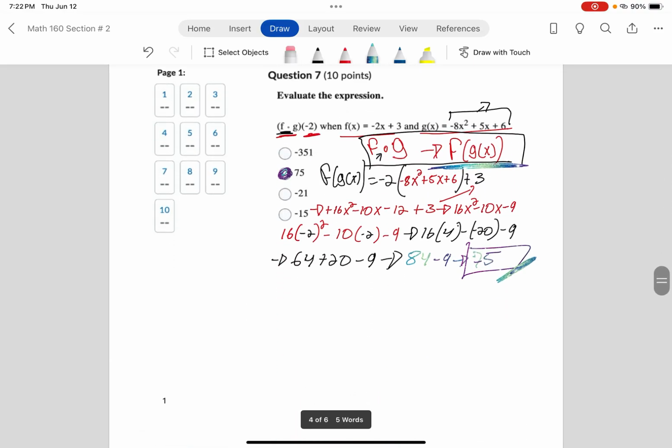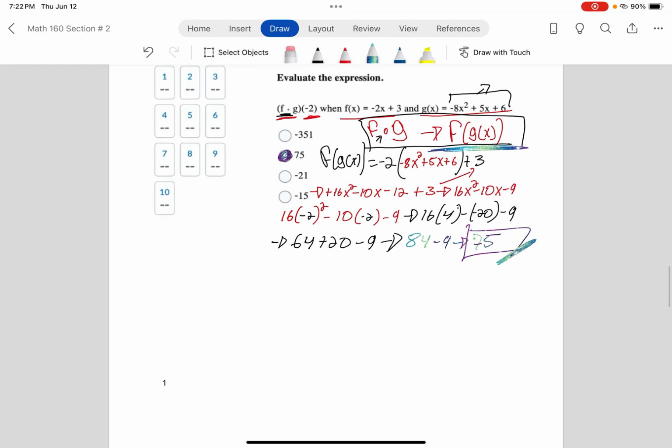Evaluate the expression. This is just composites, remember. This is a little circle between the f and g. The f is first, so it will be this kind of equation. f composite g is equal to f of g of x. And then you plug all the equation of g inside the x from the first equation, which is the f.